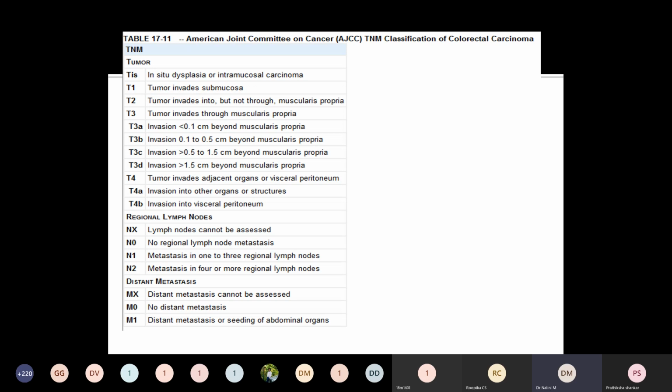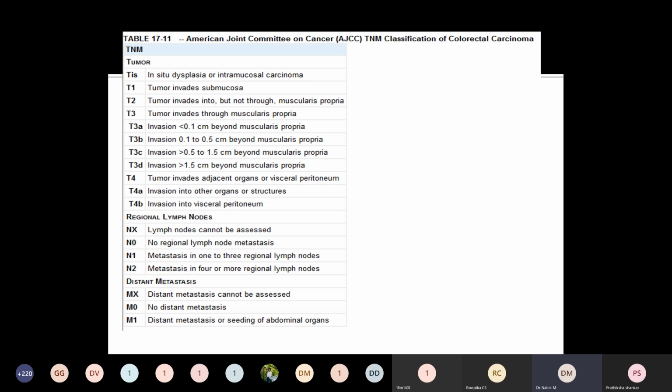T4 is when it has gone to the adjacent organs. So it has gone beyond the serosa and into the visceral peritoneum. Again, if it is only the adjacent organ or only the visceral peritoneum, it is 4A and 4B. So that is T. T means the size of the tumor or the involvement. N is for the regional lymph nodes.